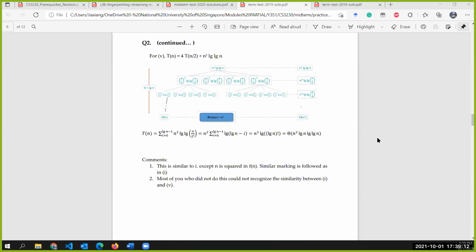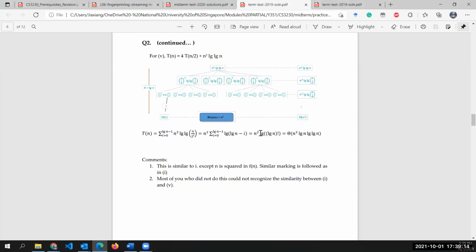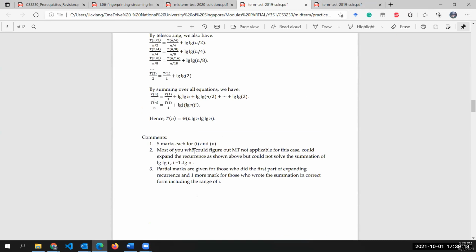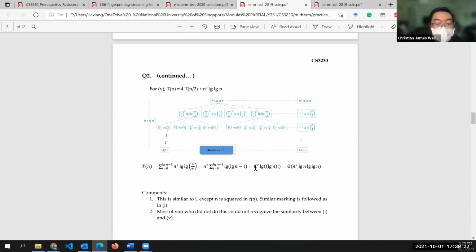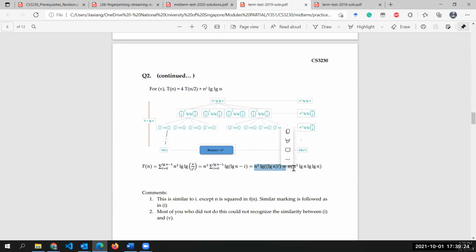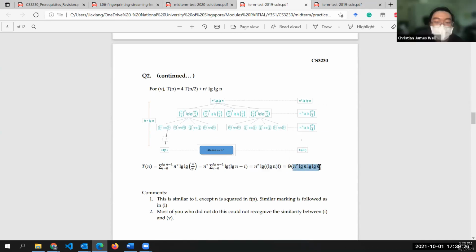Maybe I can ask, if there are no other questions, one more question? Go ahead. It's a small one. If I share my screen, for this one I think they use telescoping, but I'm just not sure how to get from this step to this step. Yes, I can explain now.